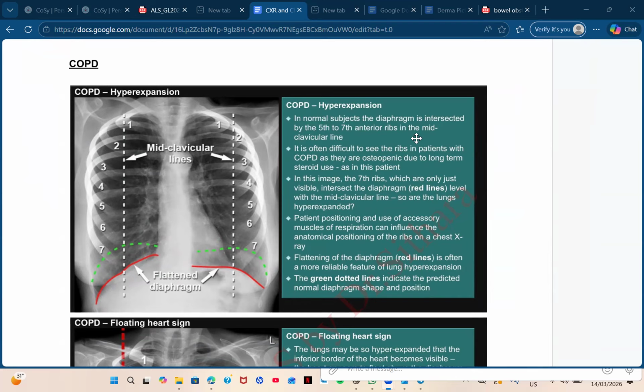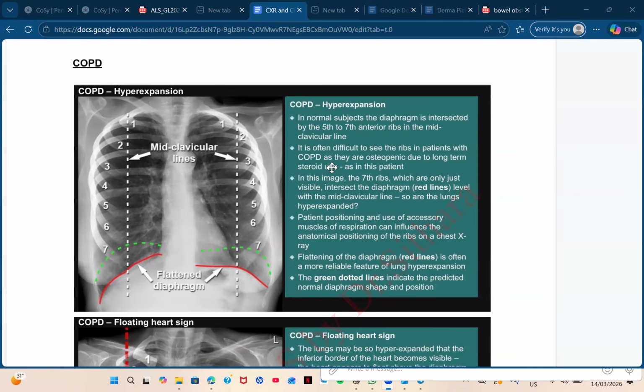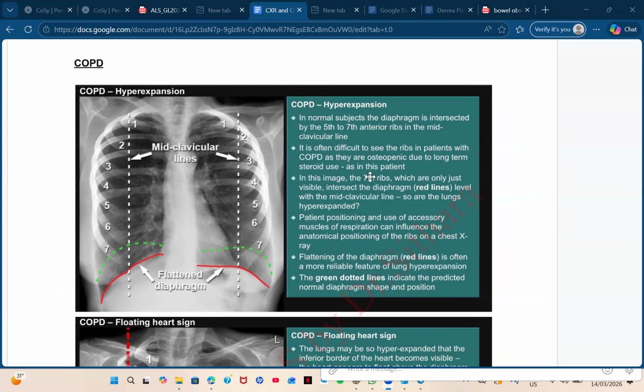In a normal subject, the diaphragm is intersected by the fifth to seventh anterior ribs in the mid-clavicular line. Here, it is often difficult to see the ribs in patients with COPD as they are osteopenic due to long-term steroid use, as in this patient. In this image, the seventh ribs, which are only just visible, intersect the diaphragm here, red line. Diaphragm level with the mid-clavicular line. So the lungs are hyperexpanded.